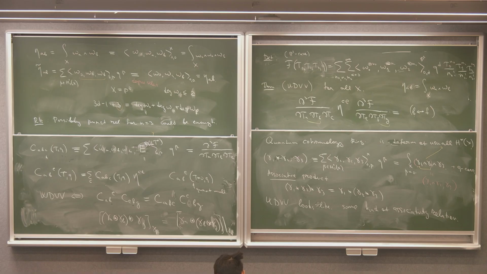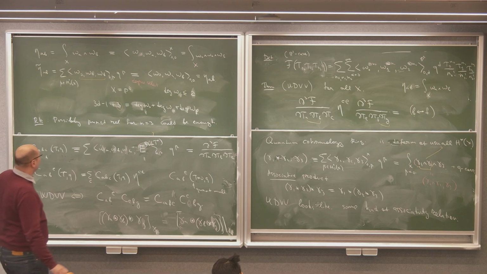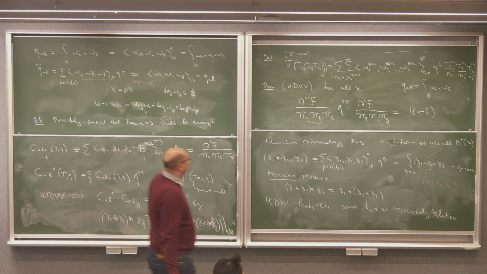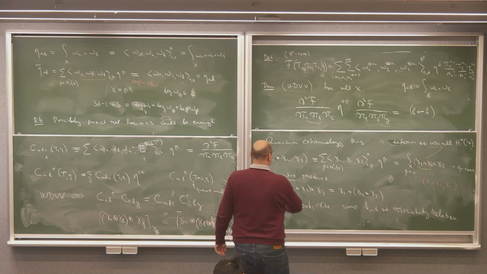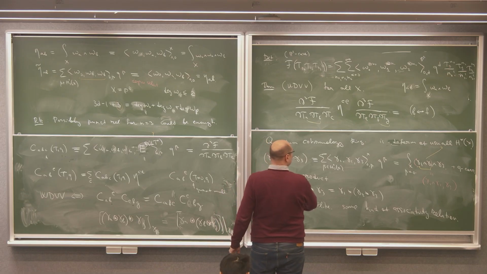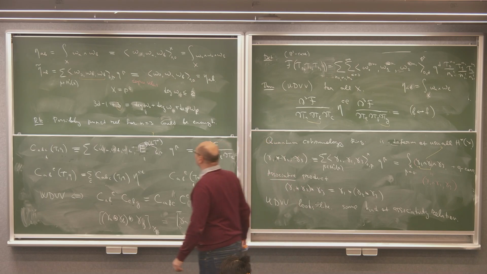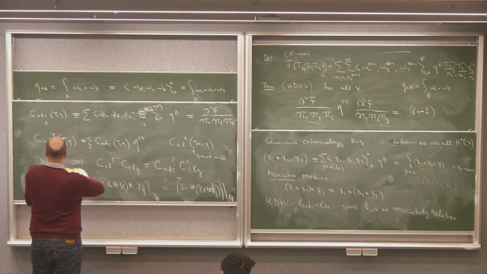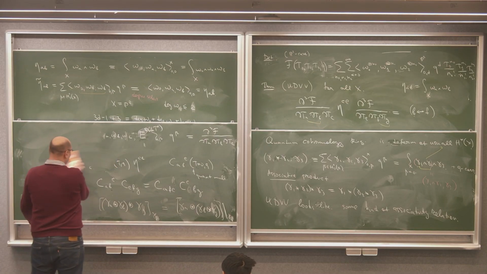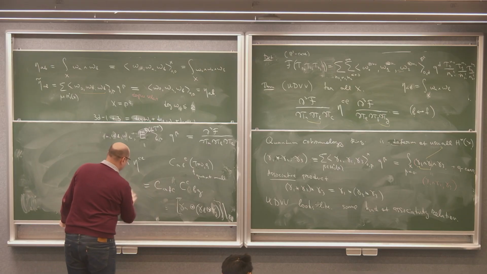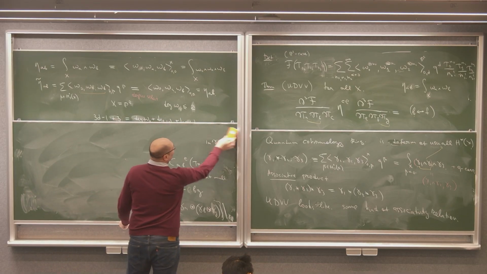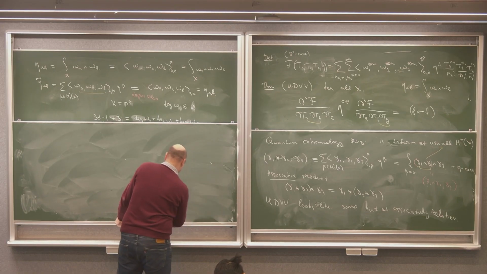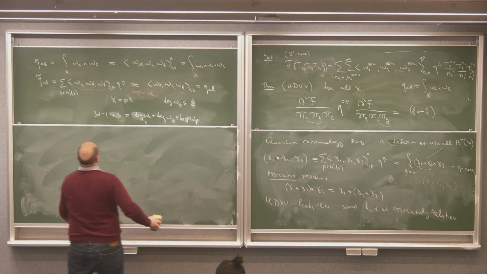Okay, now I want to get to the mirror side. So let me erase all this part. We want to keep quantum cohomology, and I need to keep the double bracket.